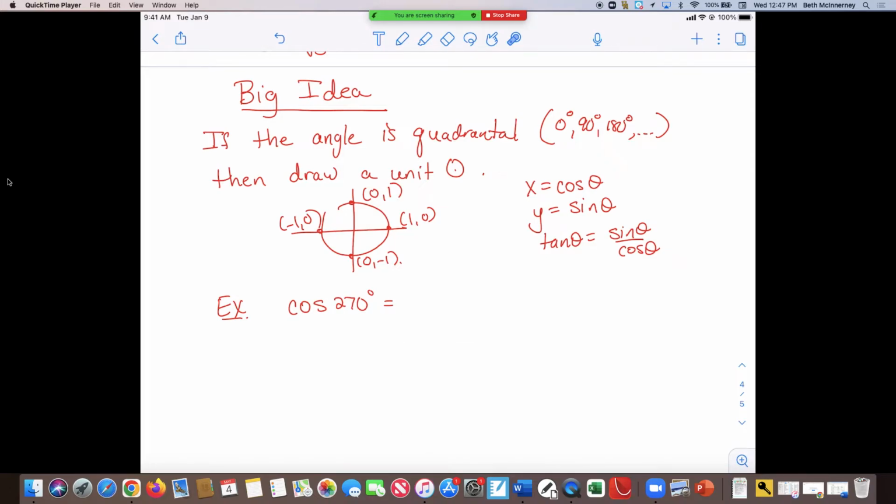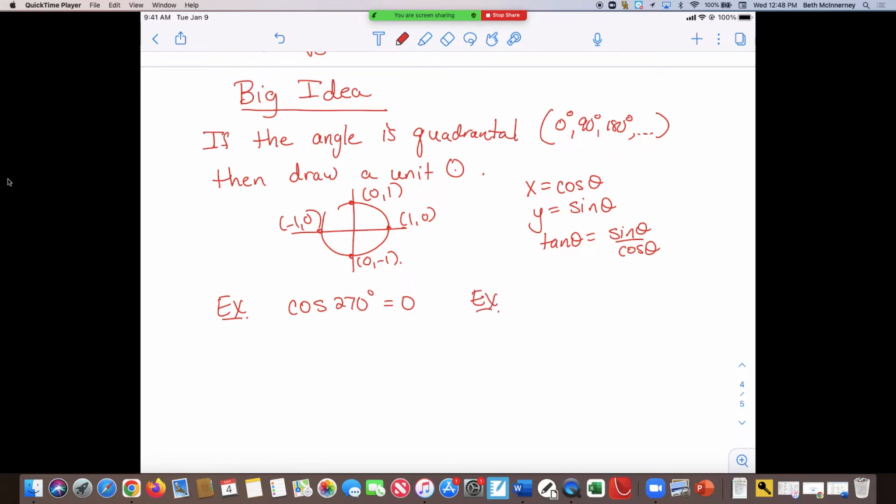So, what would be the cosine of 270 degrees? Davy? It is 0. And here's how you get it. You now need to know where 0, 90, 180, 270, and 360 are. I go here, and cosine is the x-coordinate.